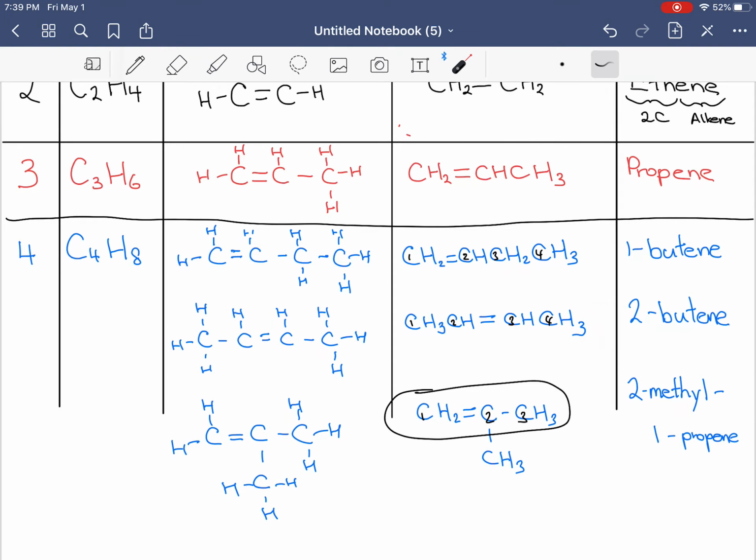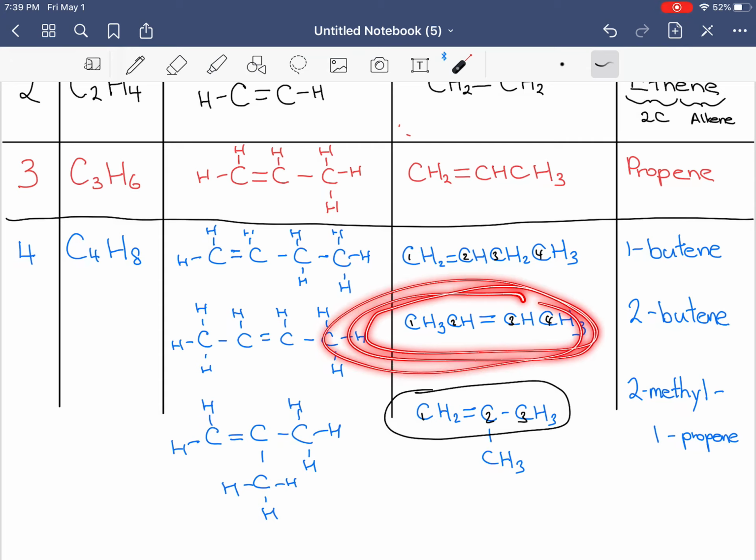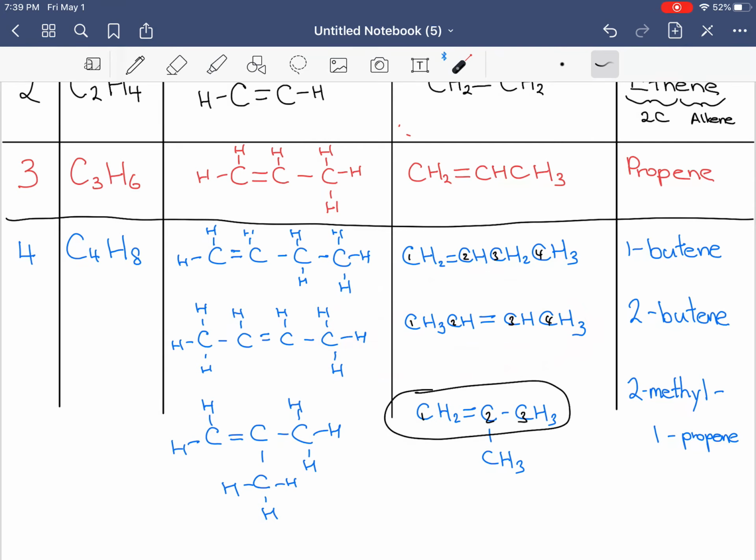Geometry wise, I can split this into 2 more. So there's actually 2 more 2-butene, but let's not talk about it today. It's Monday. You don't want to learn about that on Monday. You'll learn about that on Tuesday.